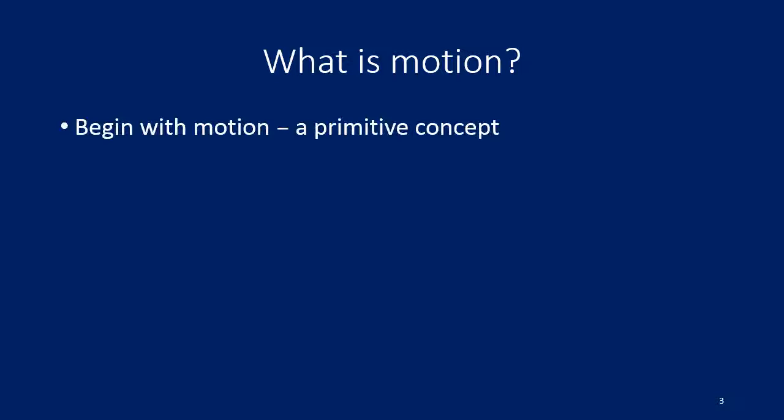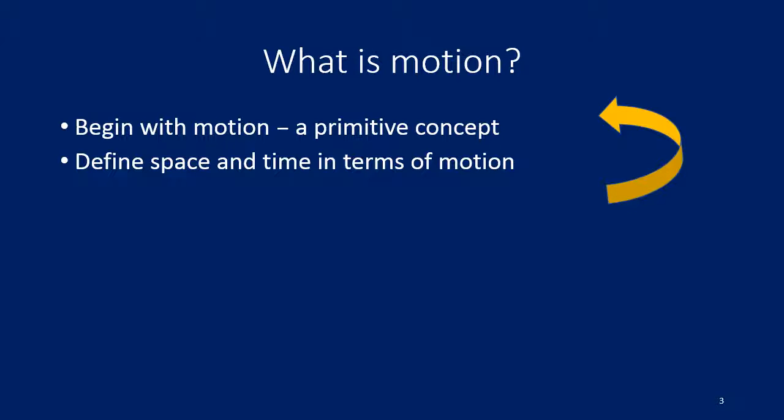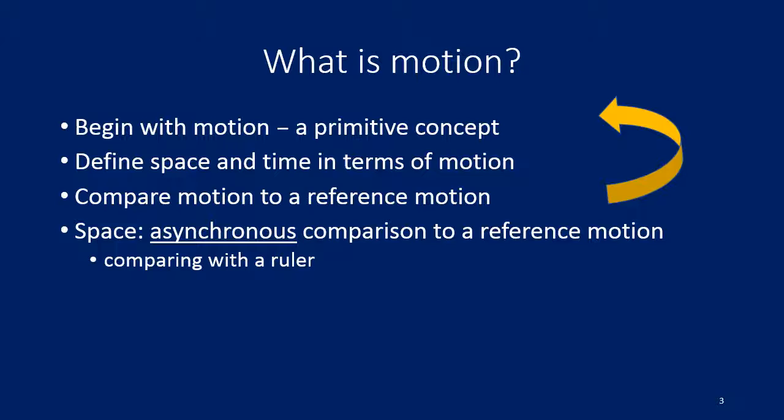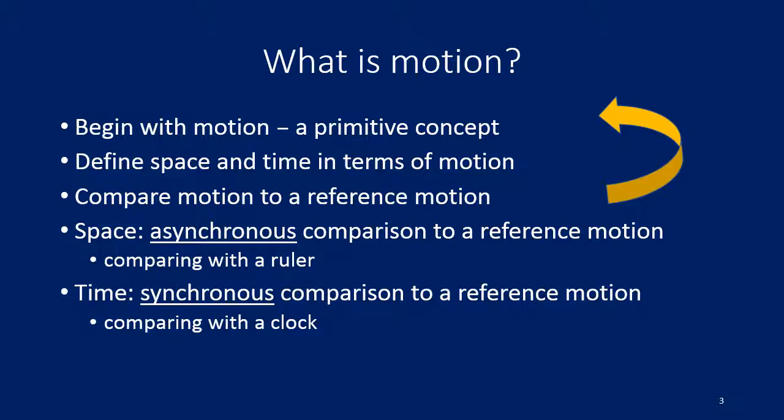What is motion? Well, we're going to begin with motion as a primitive concept that we understand in some way. So we're going to define space and time in terms of motion. We're going to do that by comparing motion to a reference motion. Space is an asynchronous comparison to a reference motion, such as comparing with a ruler. Time is a synchronous comparison to a reference motion, such as comparing with a clock.